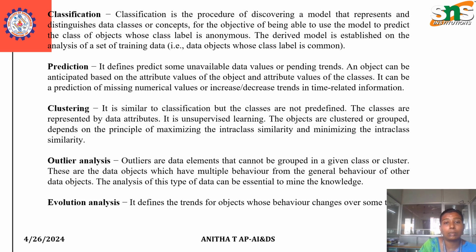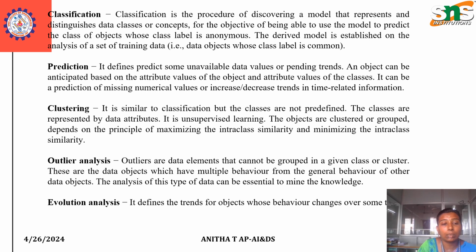And then clustering. It is similar to classification, but the classes are not predefined. The classes are represented by data attributes. It is unsupervised learning. The objects are clustered or grouped based on the principle of maximizing the intra-class similarities and minimizing the inter-class similarities. Next is the class, which can be a category of items on your shop floor, and the concept could be an abstract idea on which data may be categorized, like products to be put on clearance sale and non-sale products. There are two concepts here, one that helps with grouping and another that helps with differentiating.